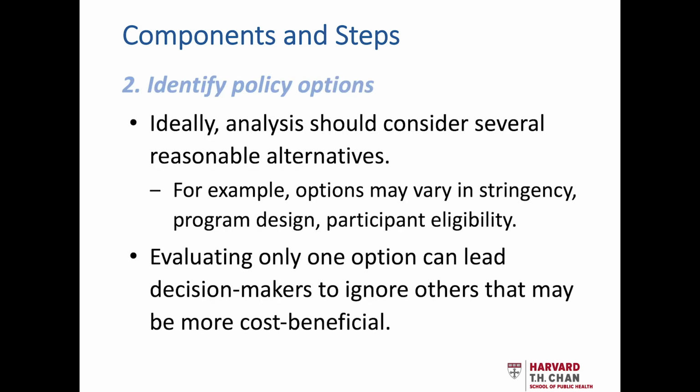The second step is where I think a lot of analyses run into problems. It's not unusual to see a benefit cost analysis that only looks at one option. And the problem is that then you don't know anything about the other ways that you could have solved that problem or the other alternatives that you might have ranked differently. So we want to make sure that whenever we do benefit cost analysis, we look at more than one option. We don't want to lead decision makers to ignore options that could be more cost beneficial.